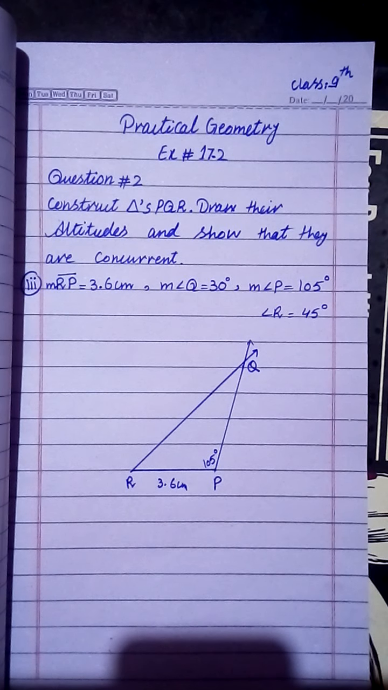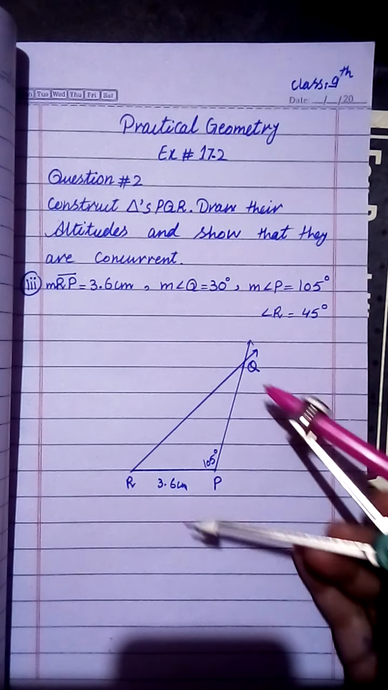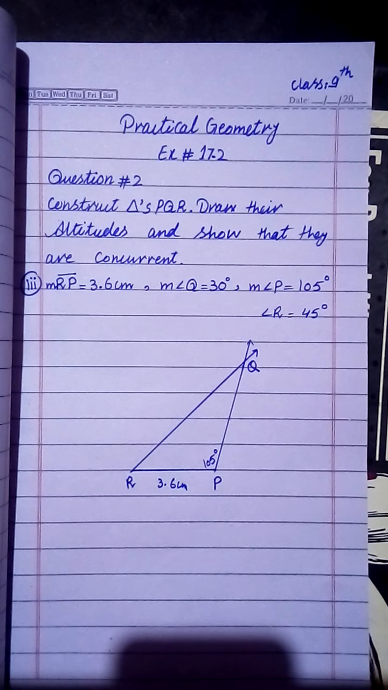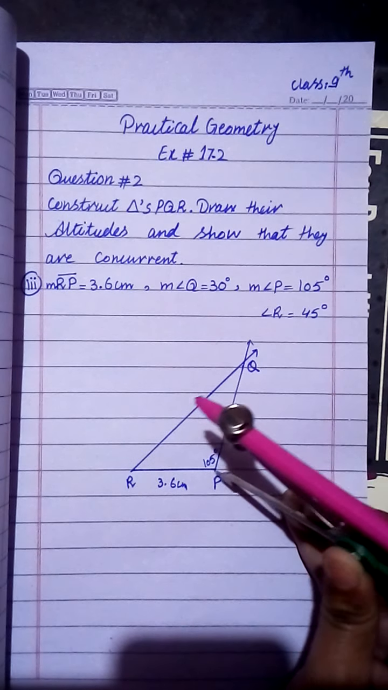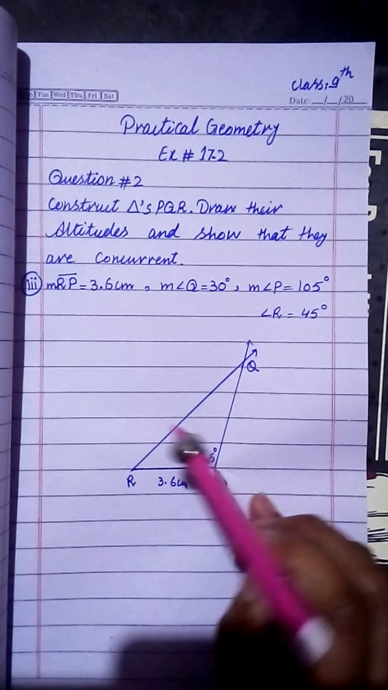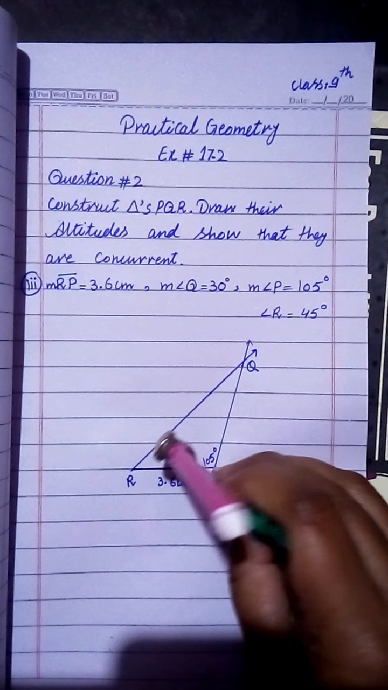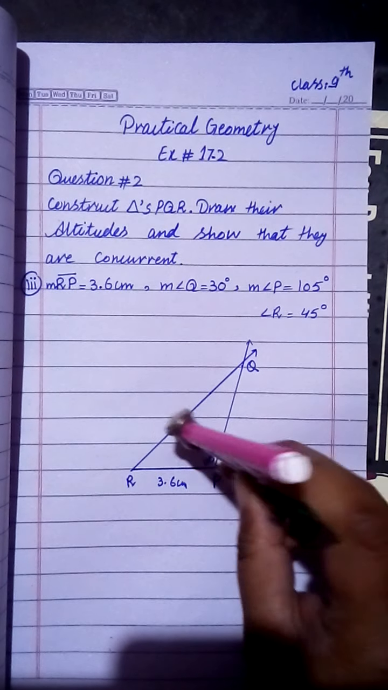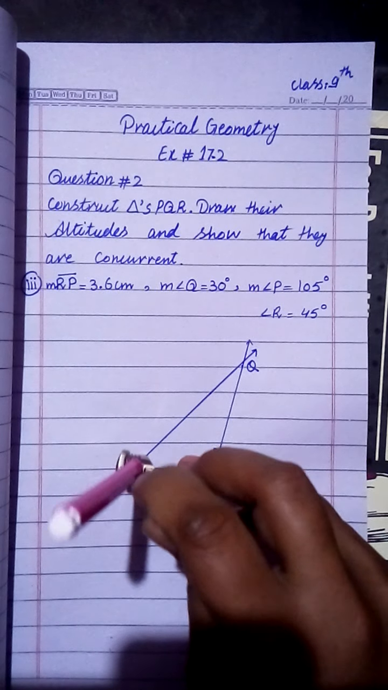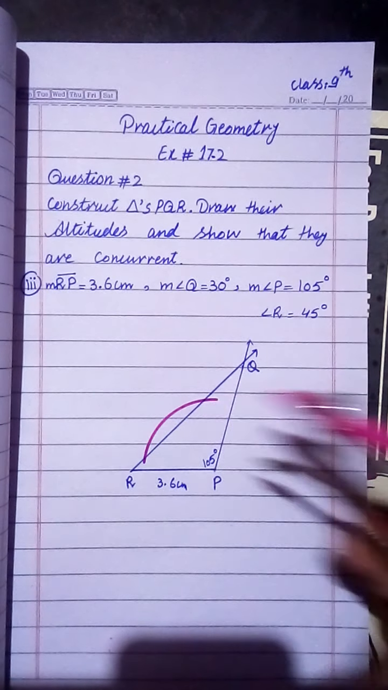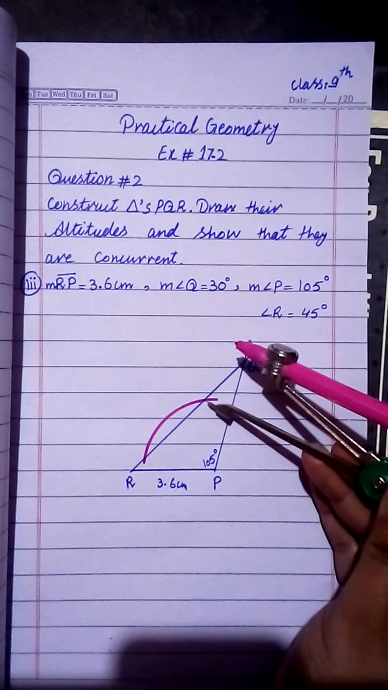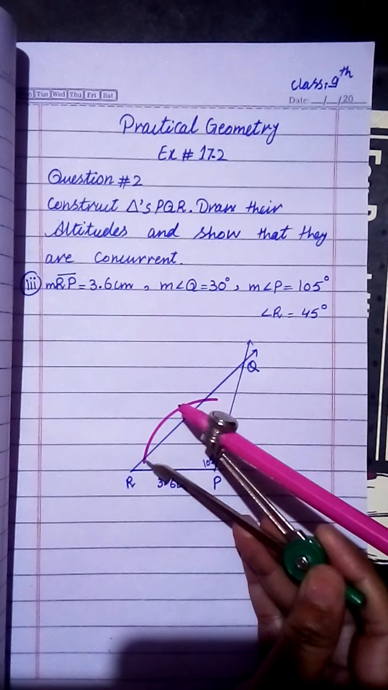Now first of all you will take the vertex. Vertex means corner points of the triangle are known as vertices. So first of all you will take first vertex P and its opposite side you will take RQ. Now you have to open compass with suitable radius and draw arc in bay form. Basically the purpose of arc in bay form is to get 2 points of intersection. First point is this, second point is this.